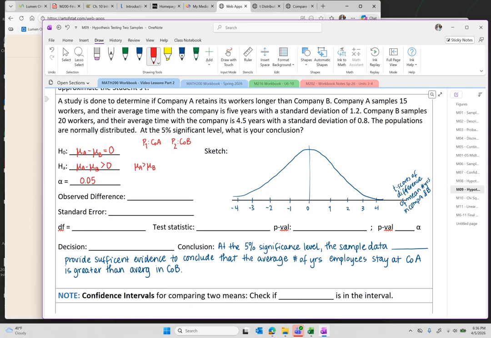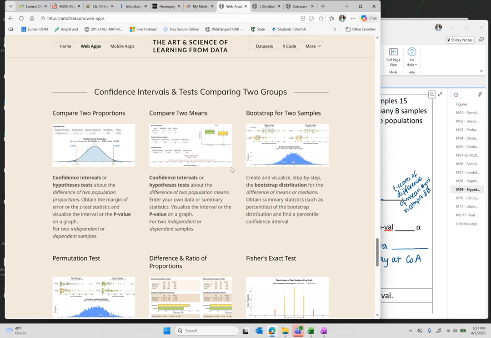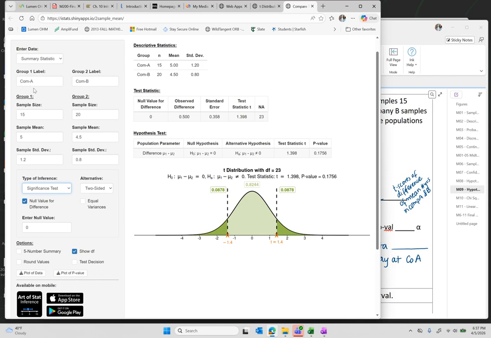and the observed difference will be the observed difference between the two averages. Remember that the one company has an average of 5 years and the other company has 4.5 years. So we are expecting to see in our technology x1 bar, or xA bar minus xB bar, to equal 0.5, a positive quantity. So let's see. I'm going to use Art of Stat. I'm going to use the app for confidence intervals and tests comparing two groups. They compare two means, and I'm going to enter my own data.